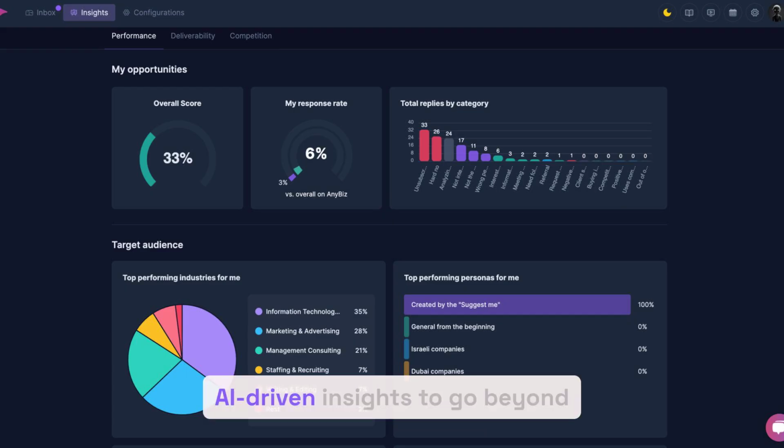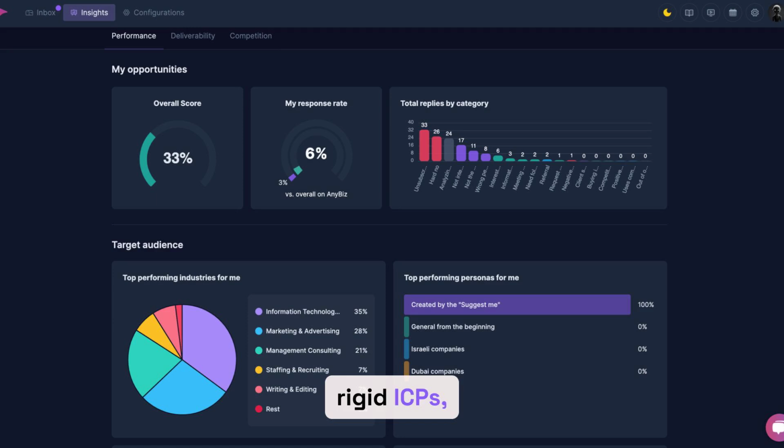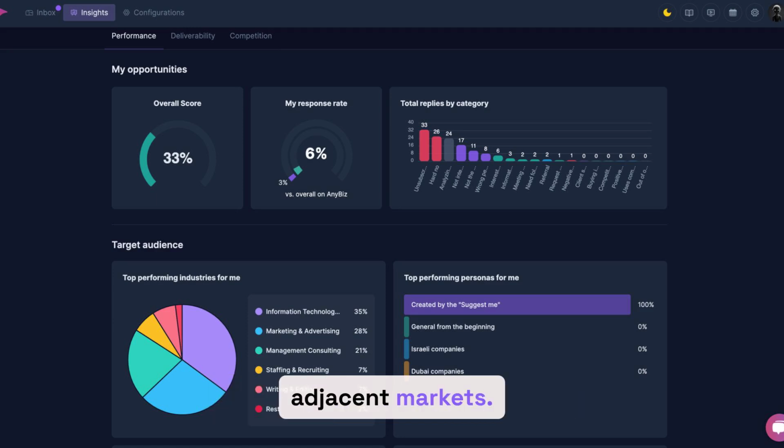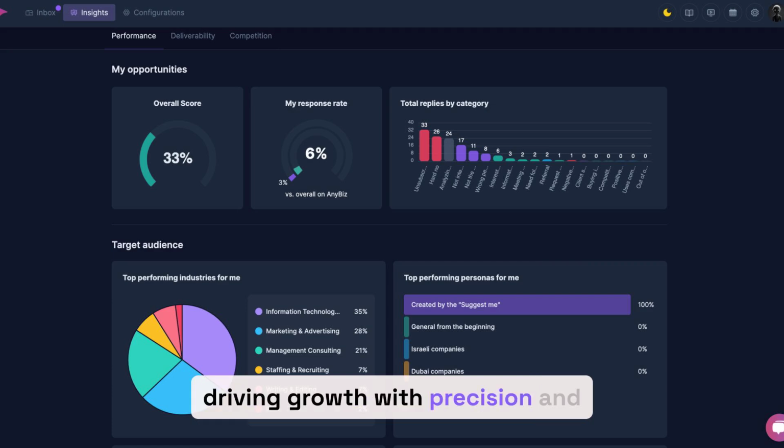AnyBiz.io uses AI-driven insights to go beyond rigid ICPs, identifying behavioral patterns and signals to capture leads in adjacent markets. Its adaptable platform allows businesses to test broader strategies, optimize engagement, and uncover untapped opportunities, driving growth with precision and flexibility.